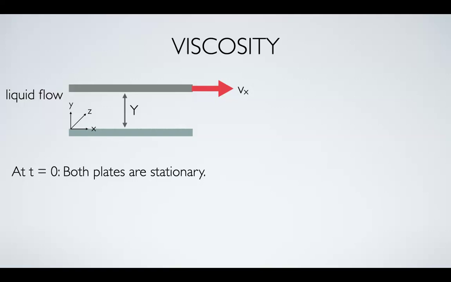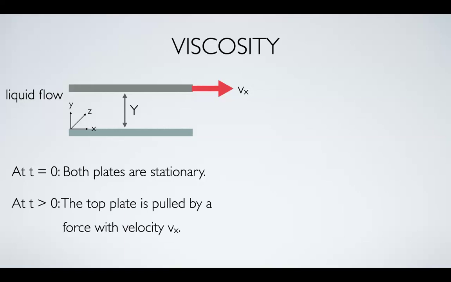So if I start pulling the top plate with the velocity vx, at time more than zero, what's going to happen? What do you think? If I start pulling the top plate, what's going to happen? What's going to happen with the liquid inside?